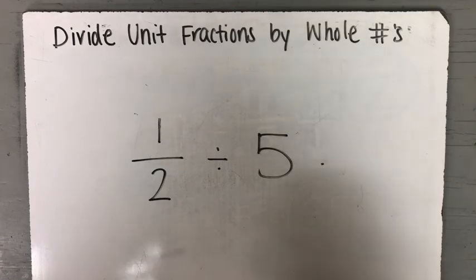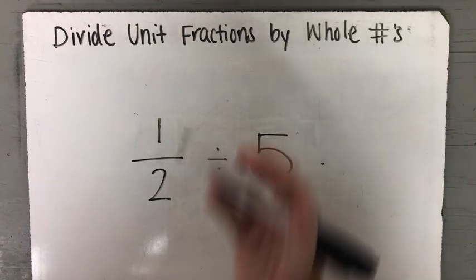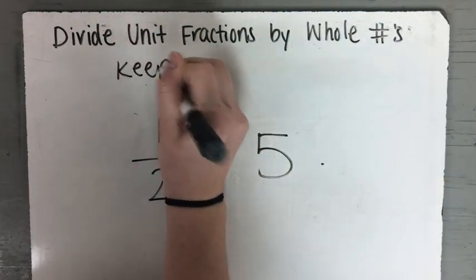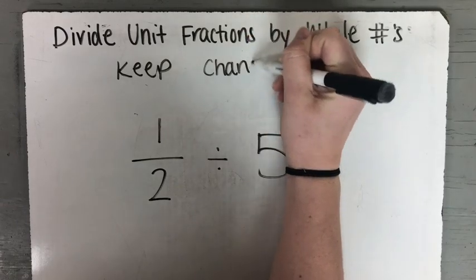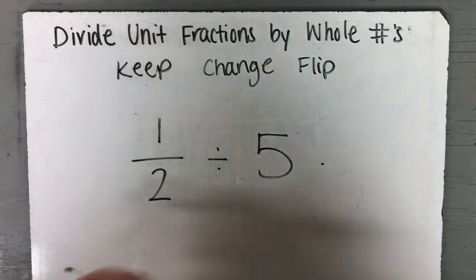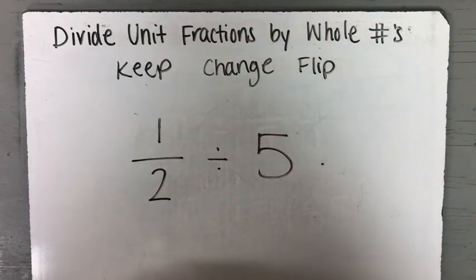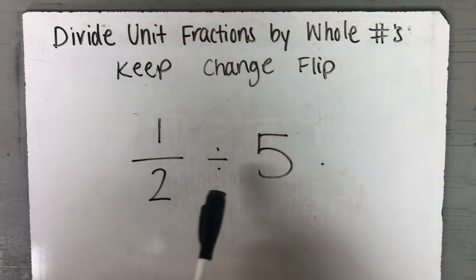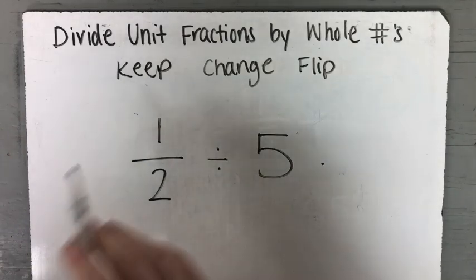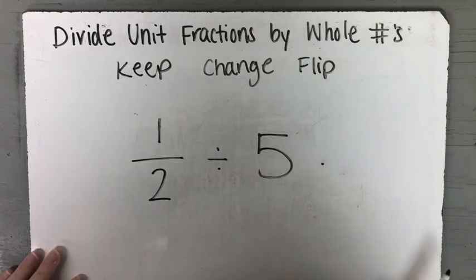So as we did with our last unit where we did whole numbers divided by unit fractions, we learned about the 3 simple steps we follow when solving these problems. We have keep, change, flip. Okay, and these 3 steps apply to these types of problems as well. If you notice, we start with a fraction, we have our division sign, and we have our whole number. And the order still applies.